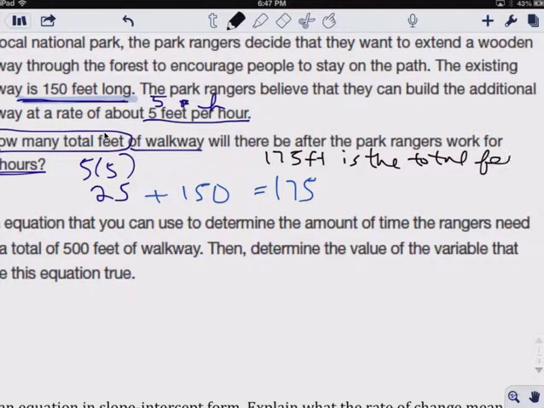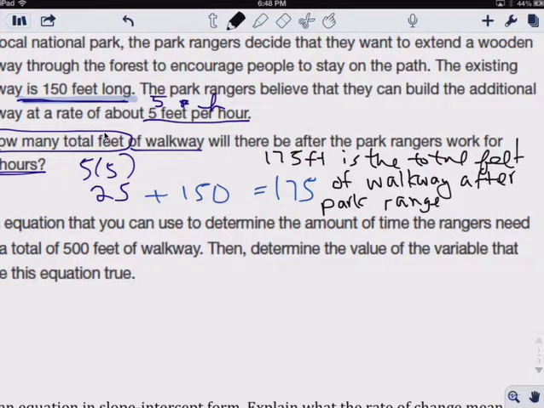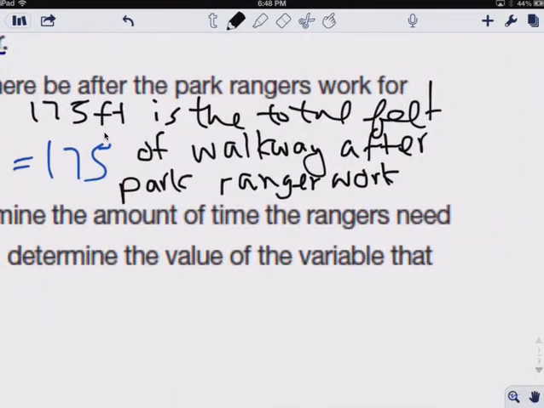feet of walkway after the park ranger worked 5 hours. Okay?